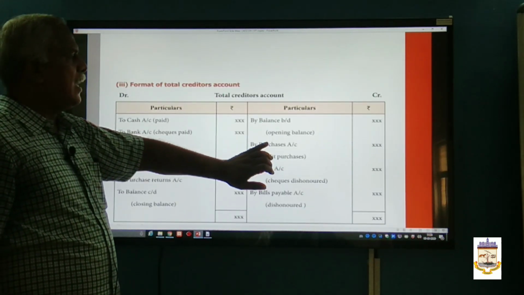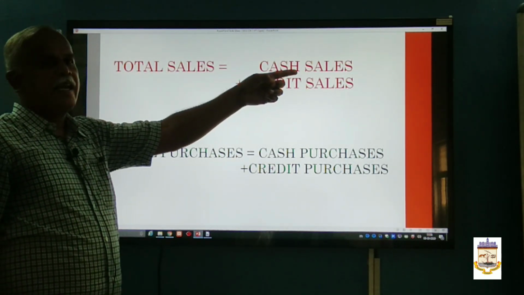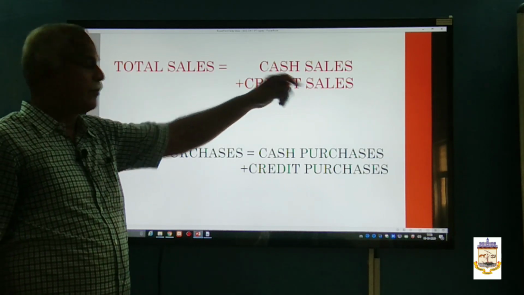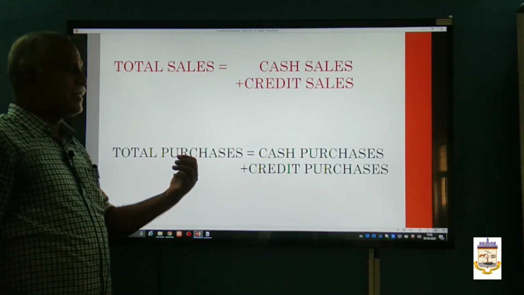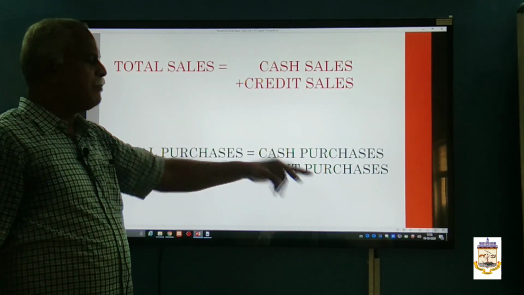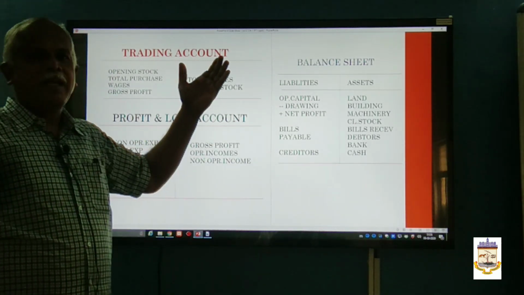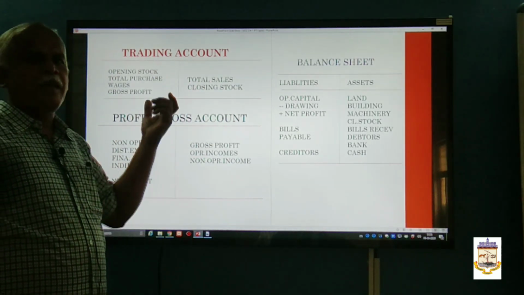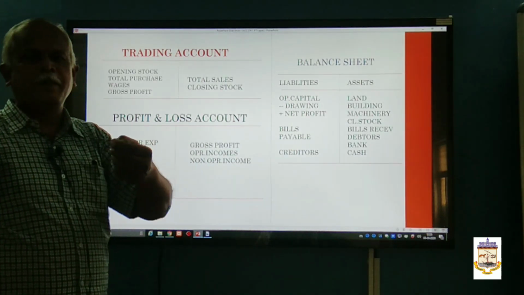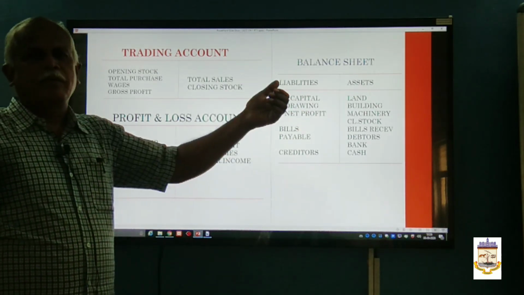And as you know, total sales is nothing but adding the cash sales from the cash book and credit sales from the debtors account, finding out total purchases, cash purchases from the cash book and credit purchases from the total creditors account, and preparing the final accounts, that is very simple: trading and P&L account, balance sheet with a small adjustment towards depreciation and bad debts. We need to complete the final accounts.